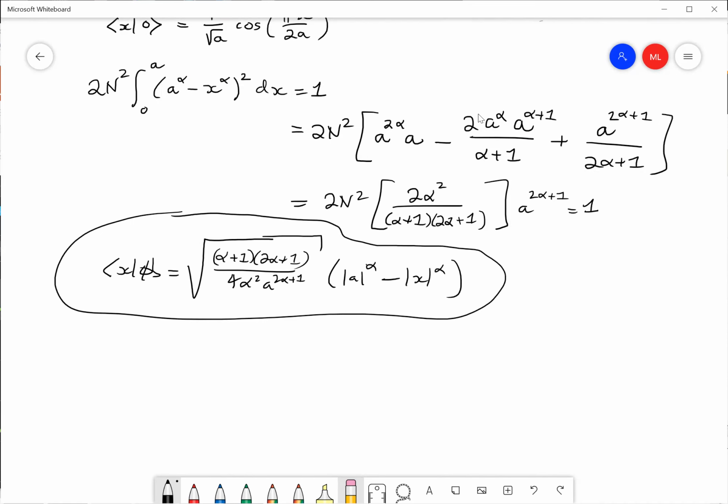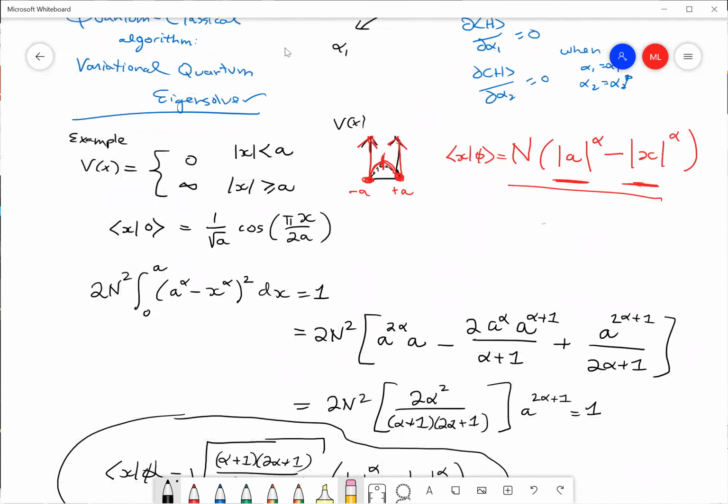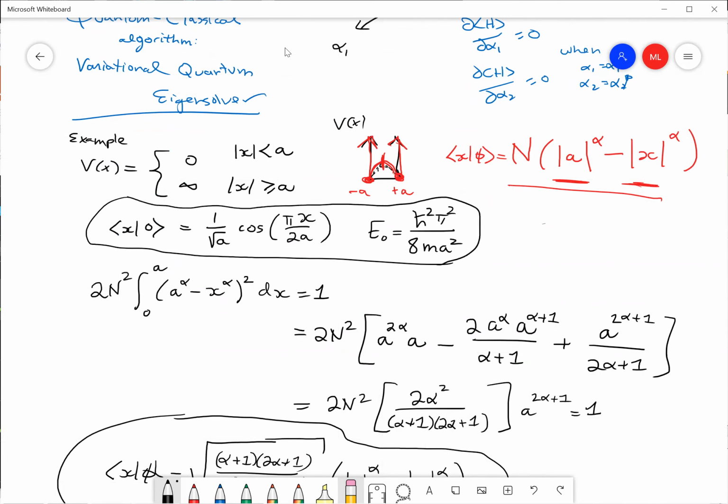Before you go, I'll just mention that this is the exact solution, and the exact ground state energy is h bar squared pi squared over 8 m a squared. That's the exact result, and then we're just going to compare our variational method solution to this exact one. But yeah, that's next time.